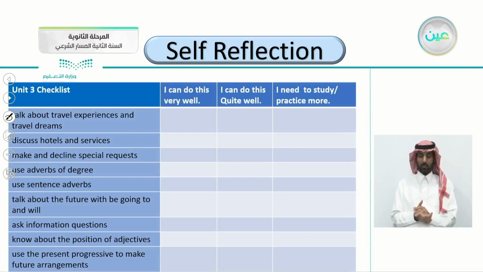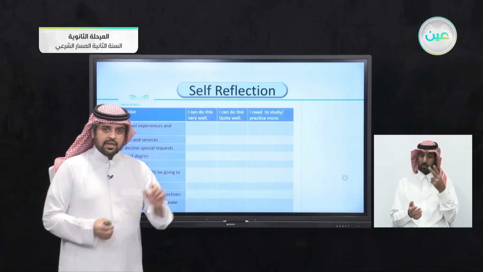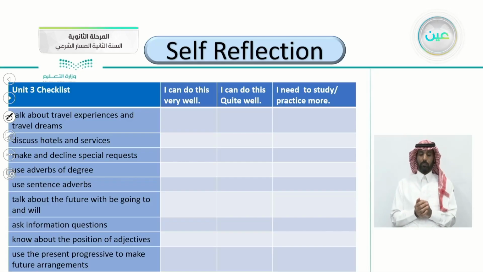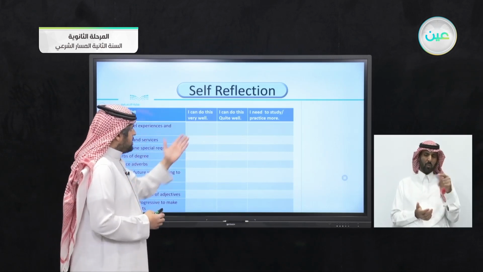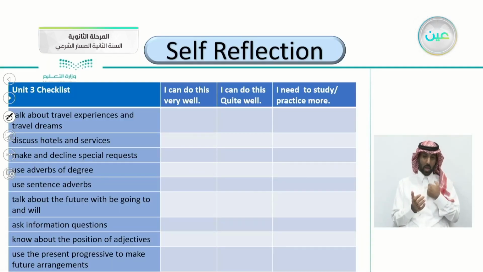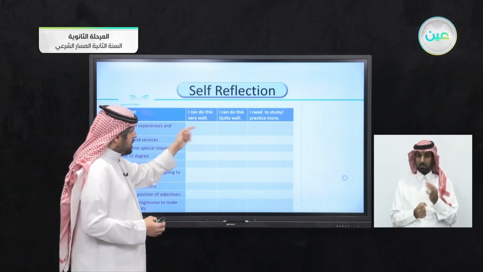And here's a chart that will help you evaluate yourself. This is a checklist where you read some things here. Then you check them in these columns. Before we do the checklist, let's read the columns. I can do this very well. So we will read these parts here. I can do this very well. We'll read the lessons. If you found it very easy for you, check in this column.